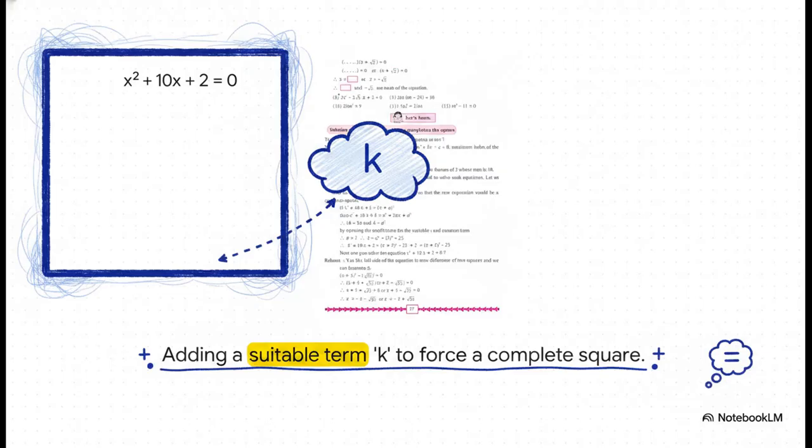Well, our workaround is actually very clever. We add a suitable constant term. Let's just call it k for now. We do this to convert the expression into a complete square. By expanding and equating the coefficients, we calculate that adding and then subtracting 25 converts the left side of our equation into the difference of two squares. And once we have that, we can solve it very easily.